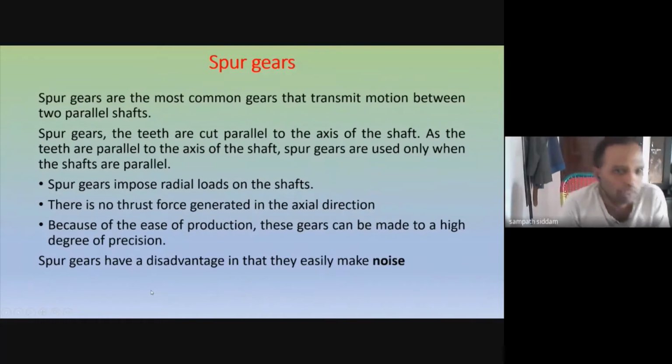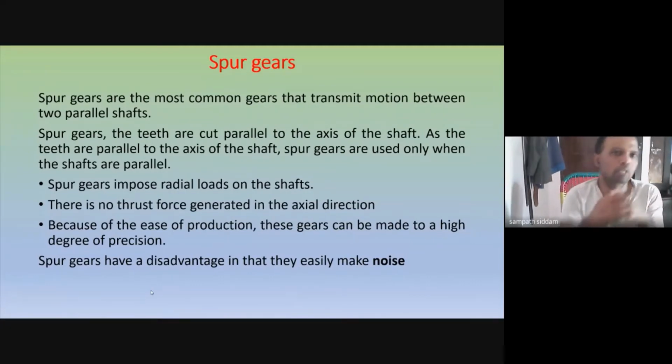So coming to the spur gear, the spur gear is the most efficient gear when you compare it with the other gears, and it was also most commonly used in olden days. Even now we use it in a few cases, but there is only one disadvantage with it. Apart from that, you have a lot of advantages when you go with spur gears.